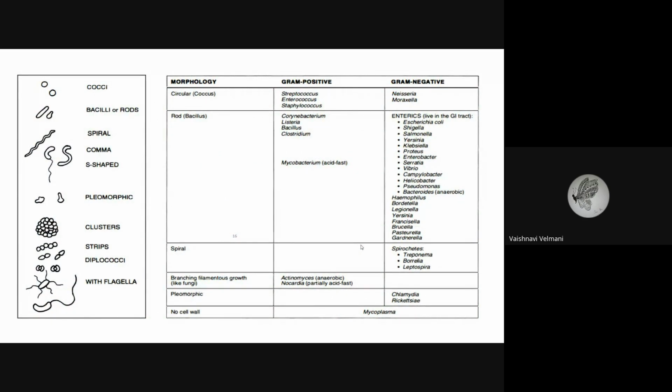So this is general morphology, structure of the bacteria: cocci, spherical; bacilli, rod-shaped; spiral, etc. And Gram-positive and Gram-negative, both based on the shape of the bacteria specified.